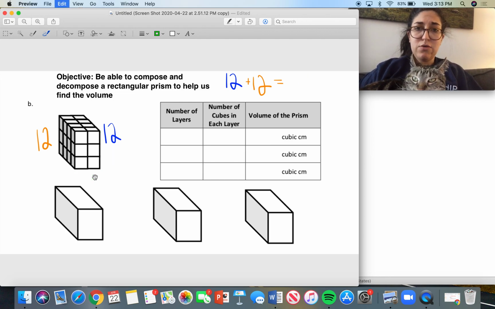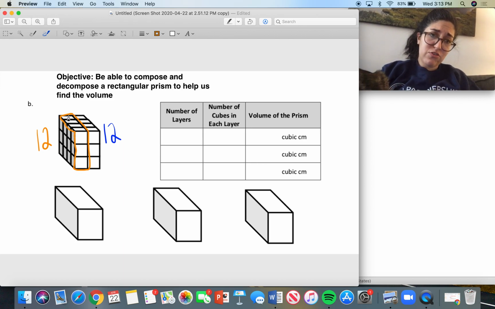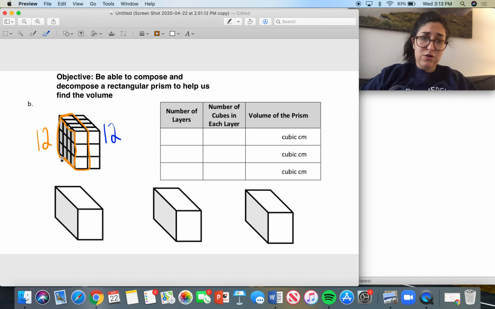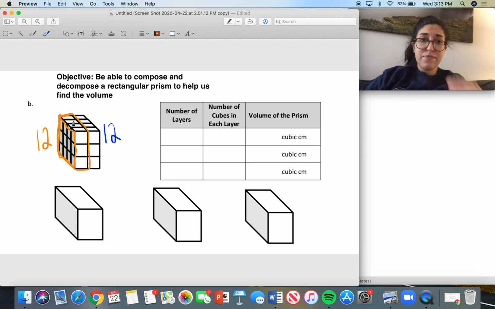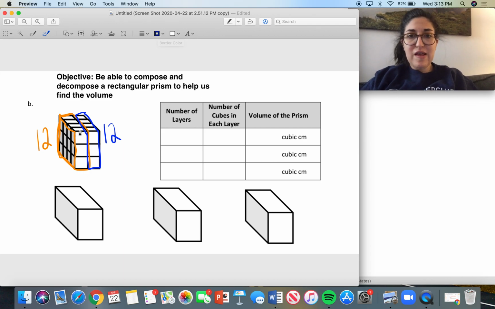But what I want to show you now is I want you to notice that when I did this, I kind of broke it up into these 2 layers, or I decomposed my original rectangular prism into 2 layers. I said I had this one layer here that had 12 blocks in it, and I also had this second layer here that also had 12 blocks. And if you look over at this chart, what this chart is asking you is, how many layers does this have? 2. 1 layer and a second layer.